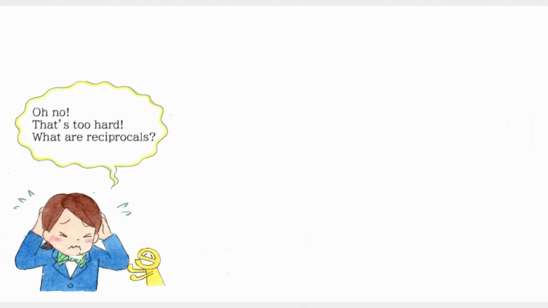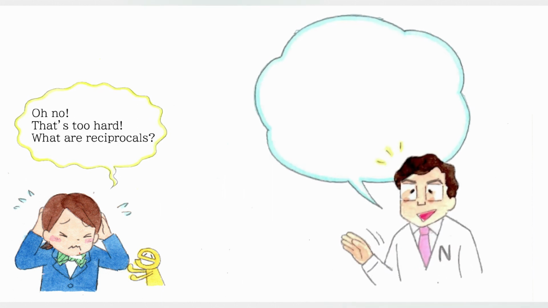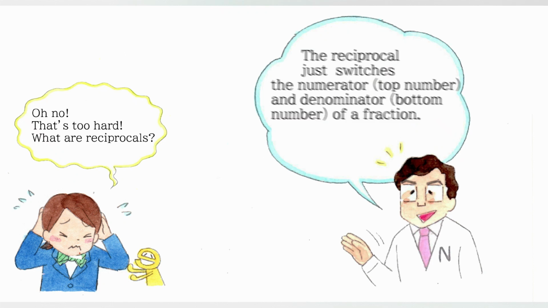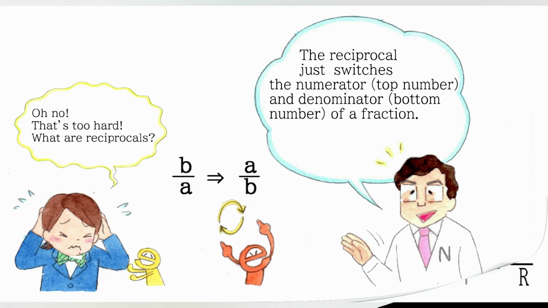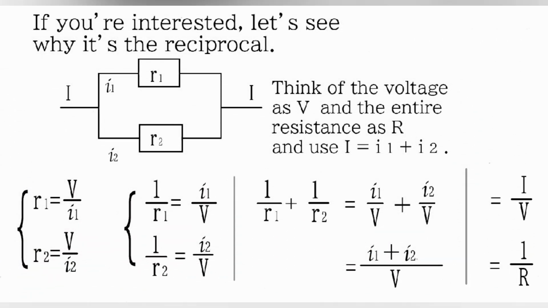Oh no, that's too hard. What are reciprocals? Reciprocals just switch the numerator, the top number, and the denominator, the bottom number of a fraction. If you're interested, let's see why it's the reciprocal. Think of the voltage as V and the entire resistance as R, and use I equals I1 plus I2.